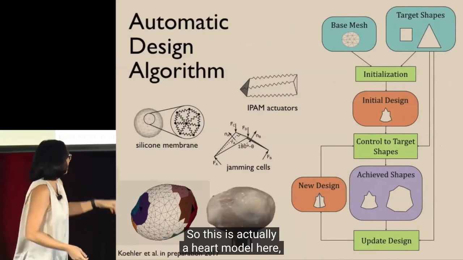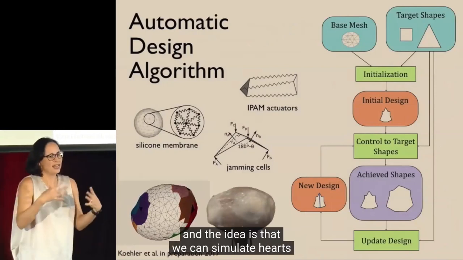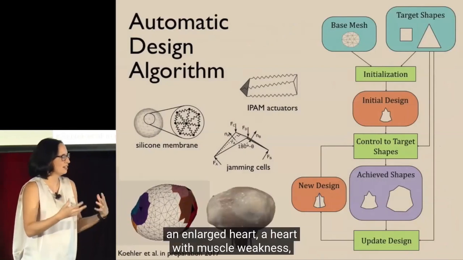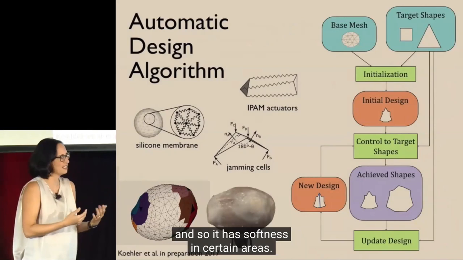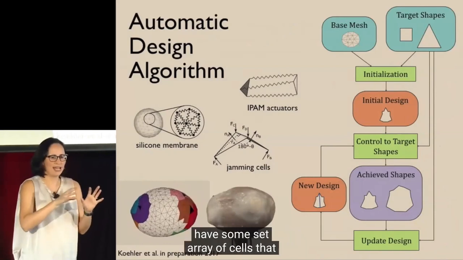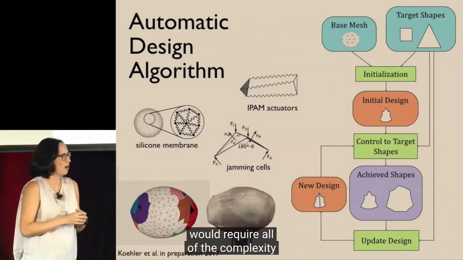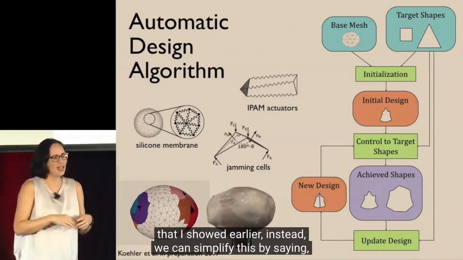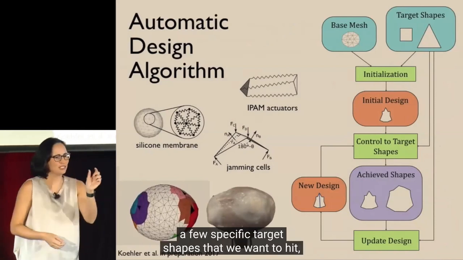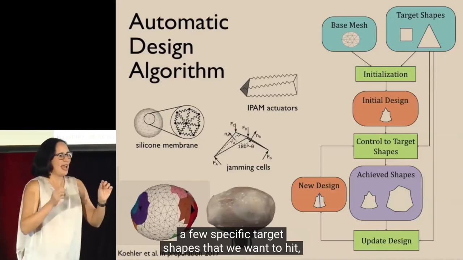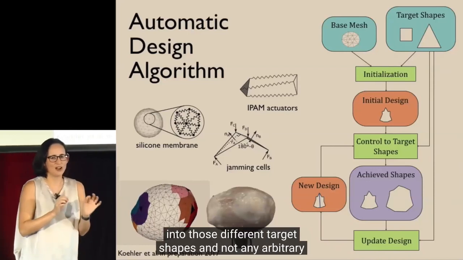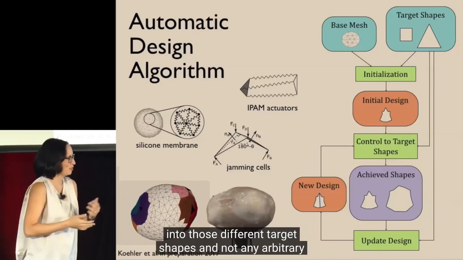So this is actually a heart model here. And the idea is that we can simulate hearts with different pathologies, an enlarged heart, a heart with muscle weakness, and so it has softness in certain areas. And then rather than trying to arbitrarily have some set array of cells that would require all of the complexity that I showed earlier, instead we can simplify this by saying we're going to have an algorithm where there's a few specific target shapes that we want to hit, and we want to design the optimal device to start with that can be morphed into those different target shapes and not any arbitrary shape.